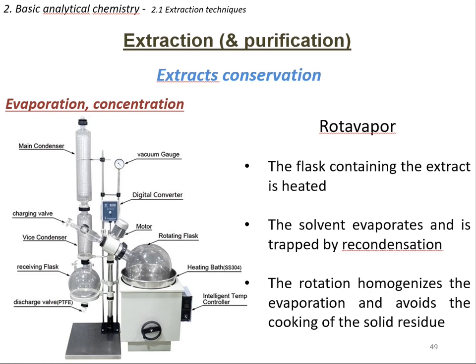Well, you have a flask here, the round shaped glass flask, which contains the extract. It is heated in a heat bath, and then the solvent evaporates and is trapped in a solvent trap by recondensation. In fact, there is a cooling system that will recondense the solvent vapors into liquid, and trap it in another bottle on the left. And the system is rotating to homogenize the evaporation and avoid the cooking of the solid residues.